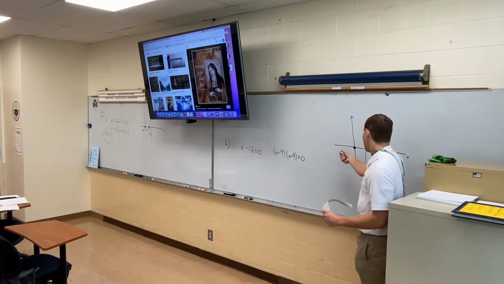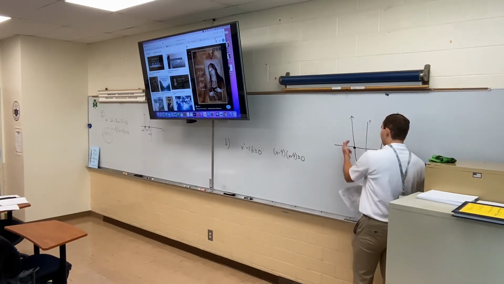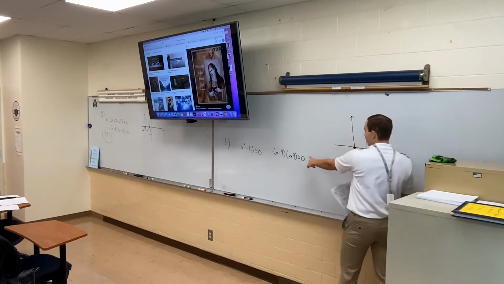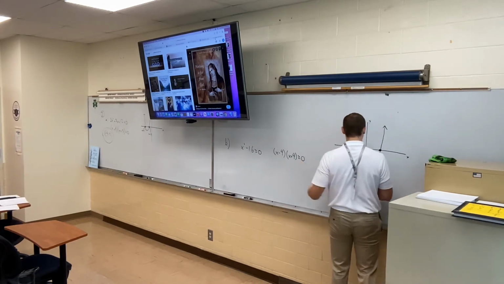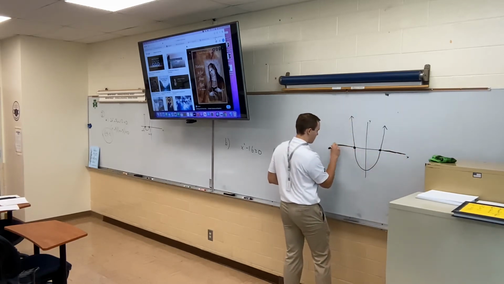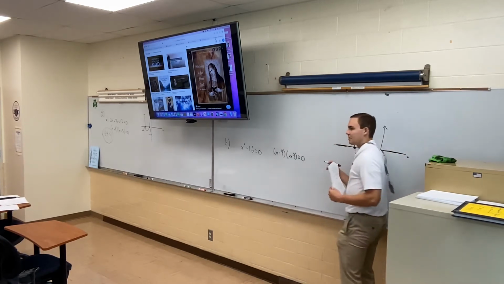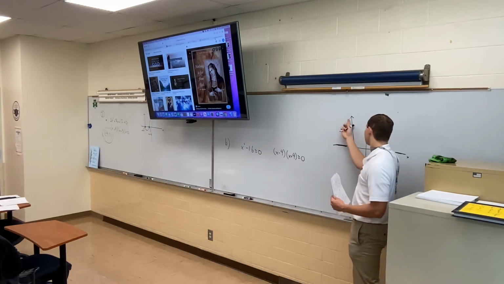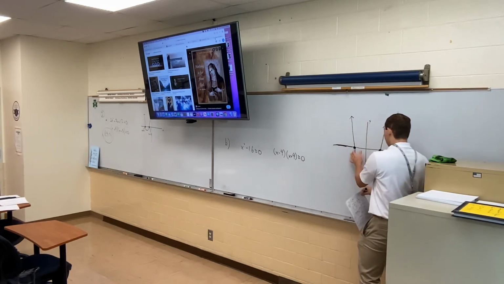So I want all the x such that my parabola is above the x-axis. I want greater than or equal to 0. So I want all of these x's. Okay? Does that make any sense? I want everything where the parabola's above, right? And it's below in between them. Okay?